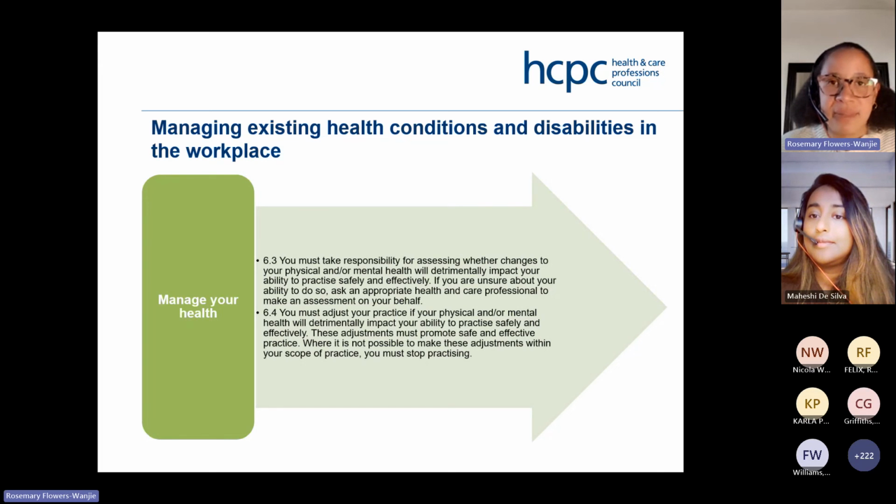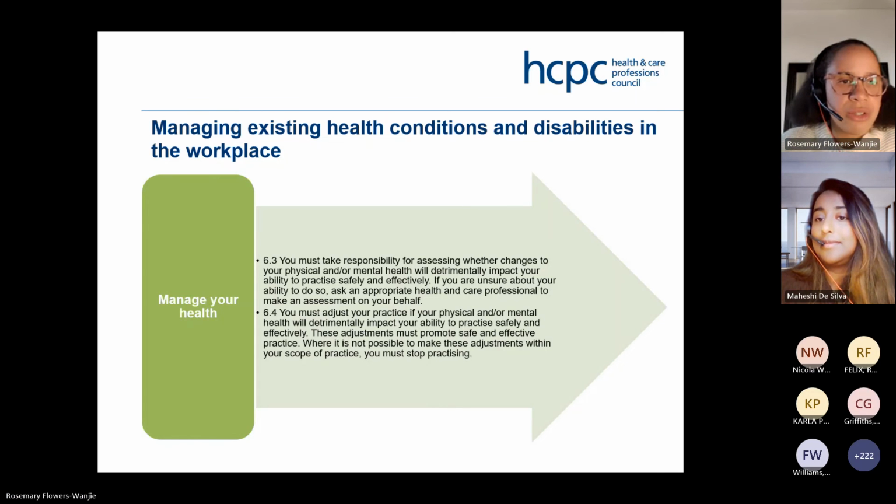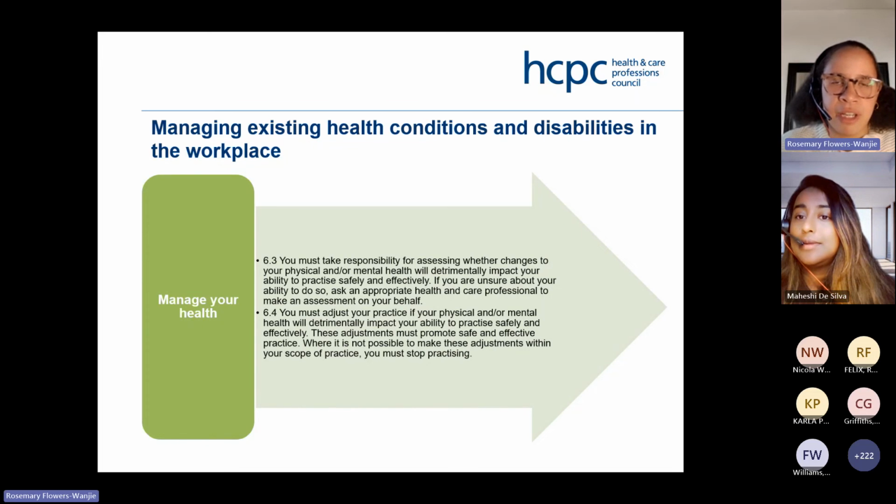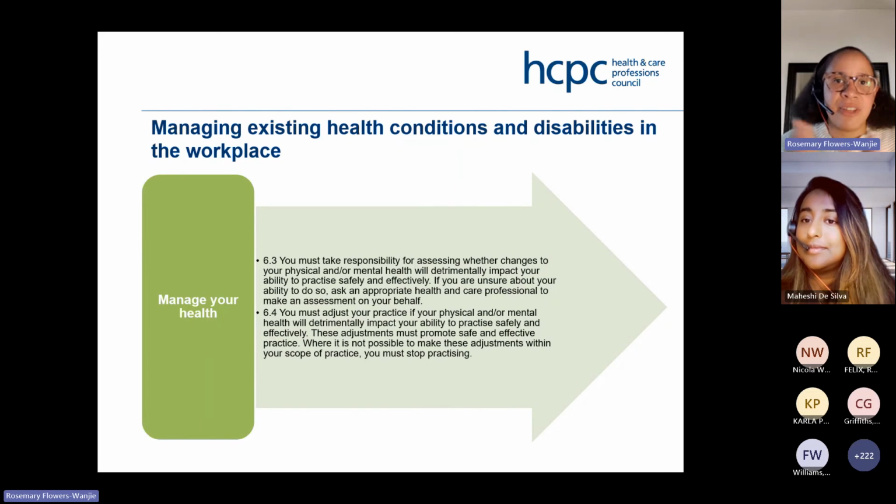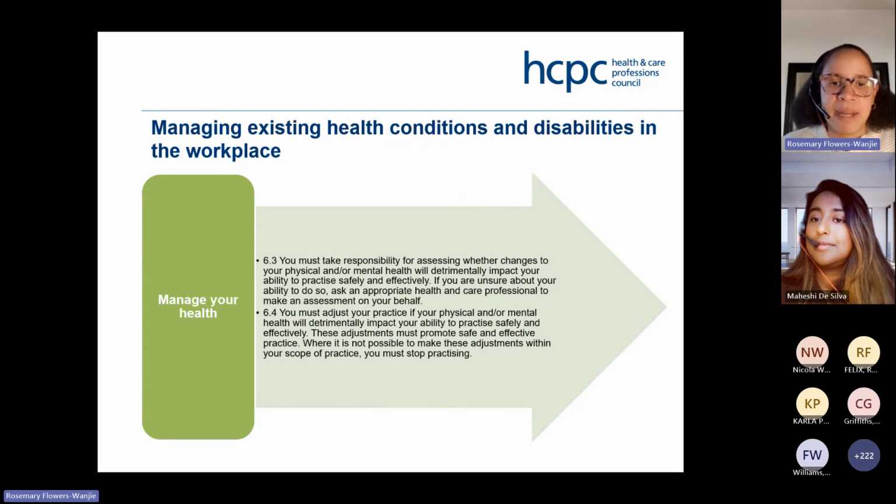Standard 6.4 is updated, and previously it read, you must make changes to how you practice or stop practicing if your physical or mental health may affect your performance or judgment or put others at risk for any other reason. So we have changed that standard to specifically refer to detrimentally impacting your ability to practice safely and effectively. And also setting out that a registrant is responsible for ensuring adjustments are made to their practice to make it safe and effective. So again, coming back to that centrality of safe and effective practice. The new standard also makes clear that if one's physical or mental health detrimentally impacts their practice and it's not possible to make adjustments, they must stop practicing.